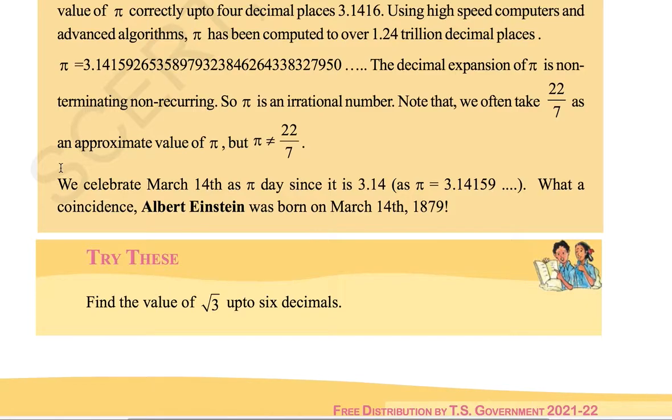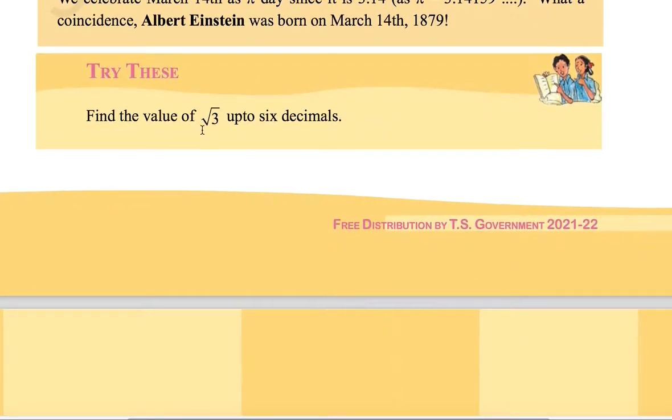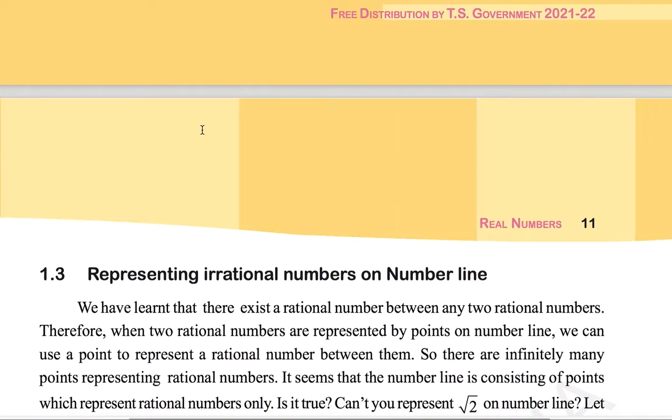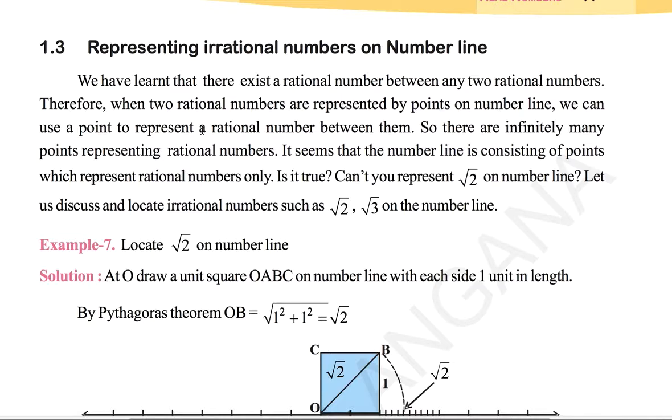Okay, so 3 is March, 14 is the date. What a coincidence, Albert Einstein was born on March 14th, 1879. Find the value of root 3 up to 6 decimals. That you can do by using our division method.